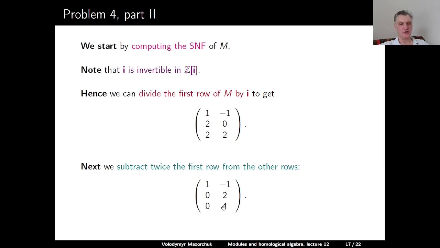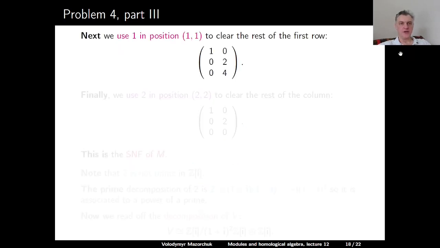0, 2, 0, 4. Now we can use the element 1 in position (1,1) to kill all other elements in the first row using elementary column operations. So we get the matrix 1, 0, 0, 2, 0, 4.